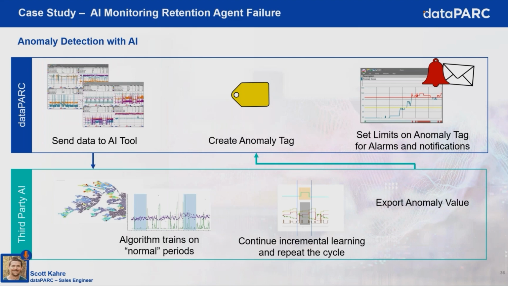Once it has a good base model of normal operation for this process, the model can then start calculating an anomaly score. The anomaly score is essentially a probability that the current operation is outside normal limits as a whole. That anomaly score then gets sent back to Data Park, where we've created a tag to historize it. And then we can set limits on that anomaly score to create alarms and notifications based on that.